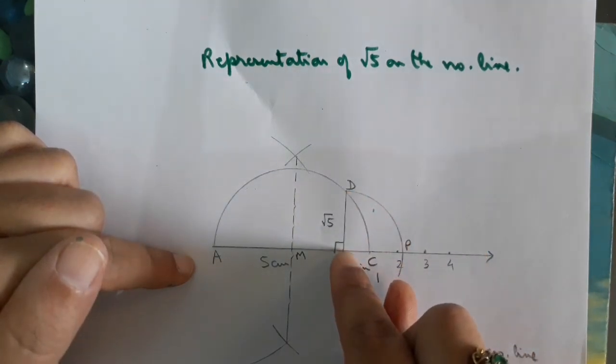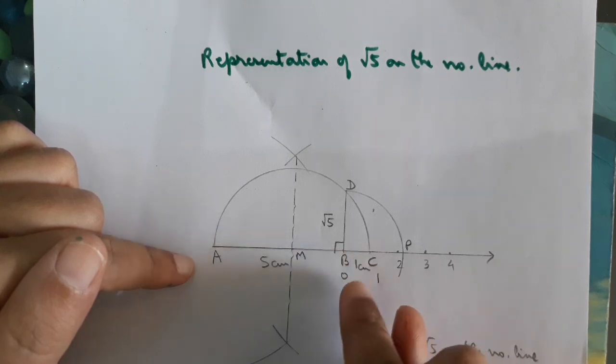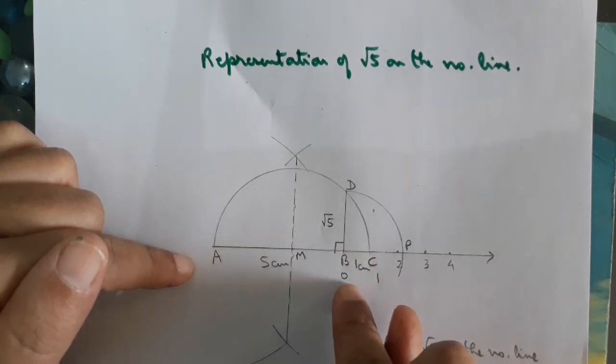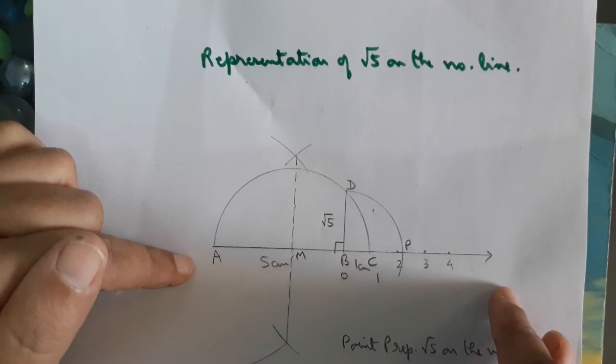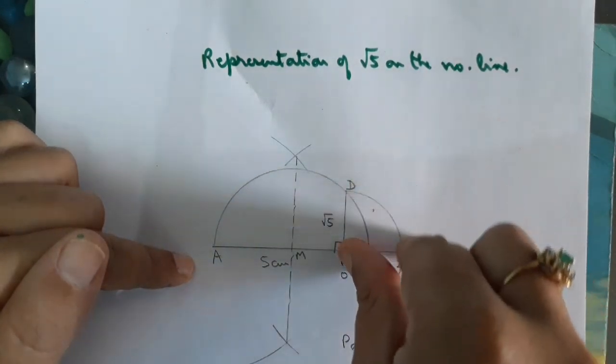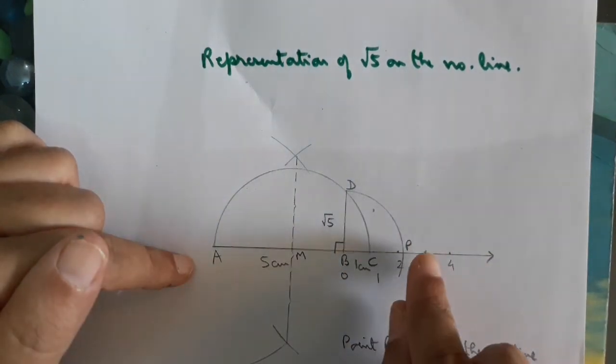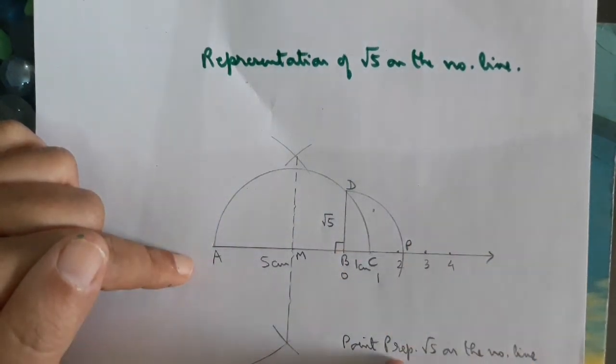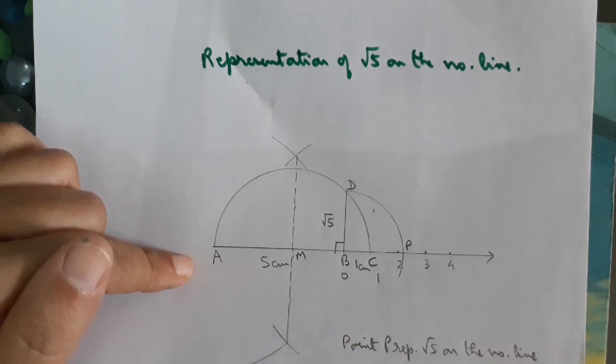Now we have to draw it on the number line. So we take point B as 0, 1, 2, 3 and so on. We complete this number line, and with B as center and BD as radius we draw the arc. So we obtain point P. So this point P represents root 5 on the number line.